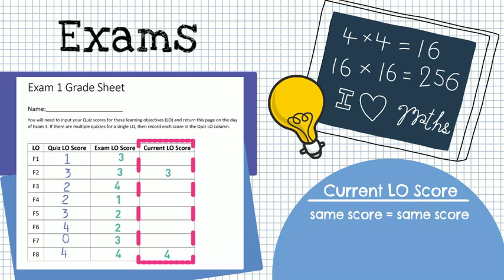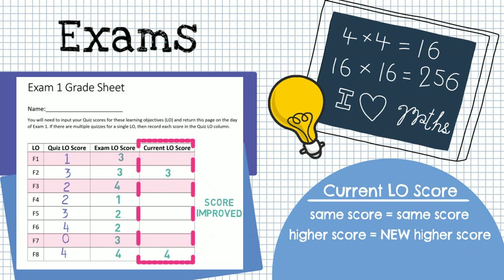We can see the student earned a higher score for F1, F3, and F7. For these learning objectives, the student will receive the new higher exam score as their current learning objective score. The original F1 score was a 1, but the new score is a 3, so the current learning objective score will be a 3. This process is repeated, resulting in a 4 for F3 and a 3 for F7.